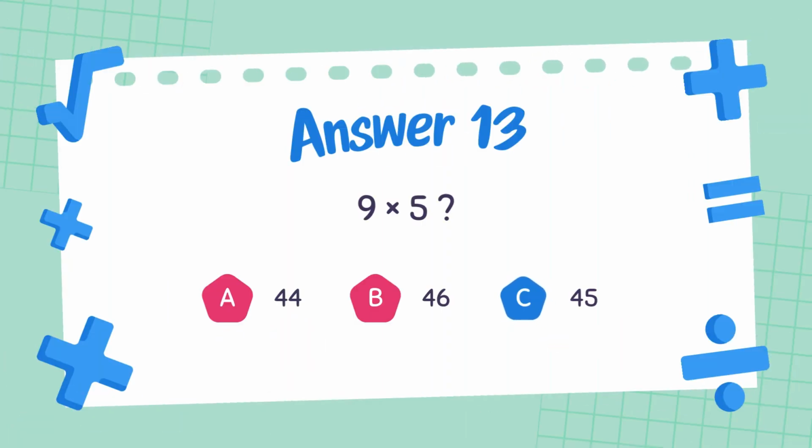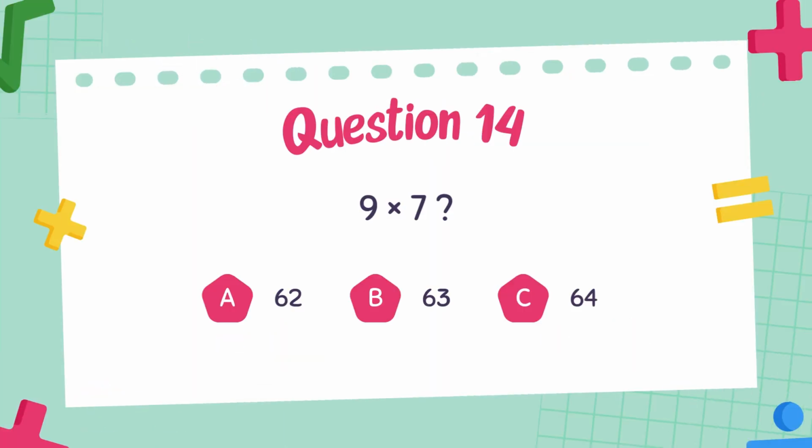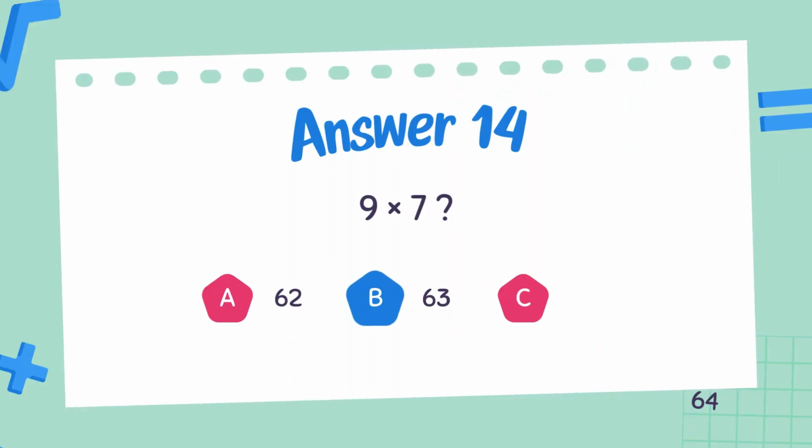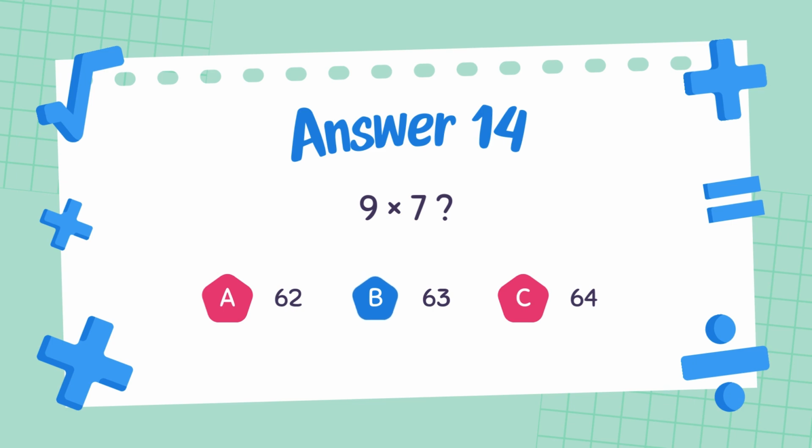You're doing great. Question 14. What is 9 times 7? Is it A, 62, B, 63, or C, 64? The answer is B, 63.